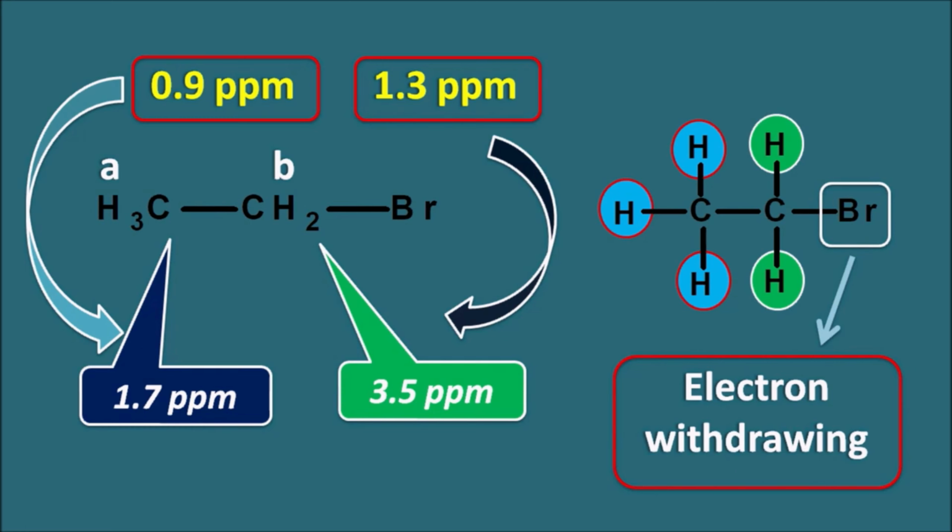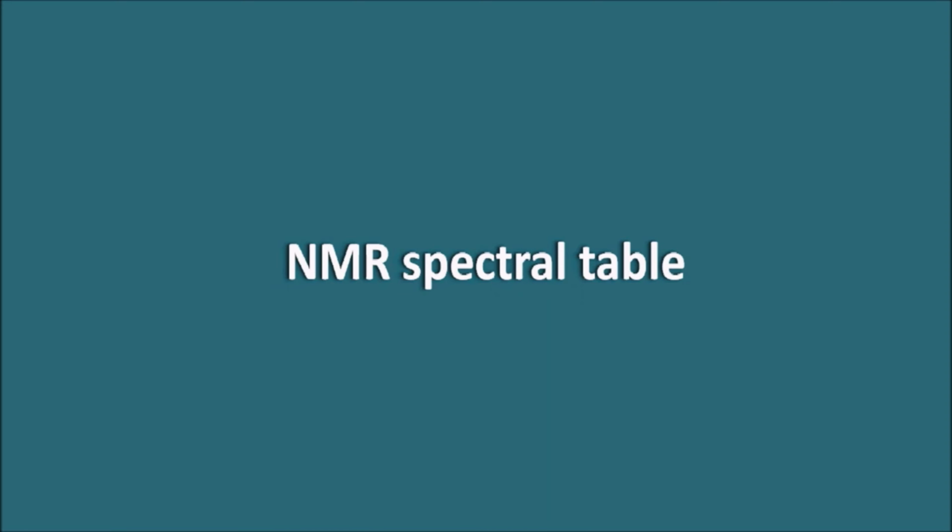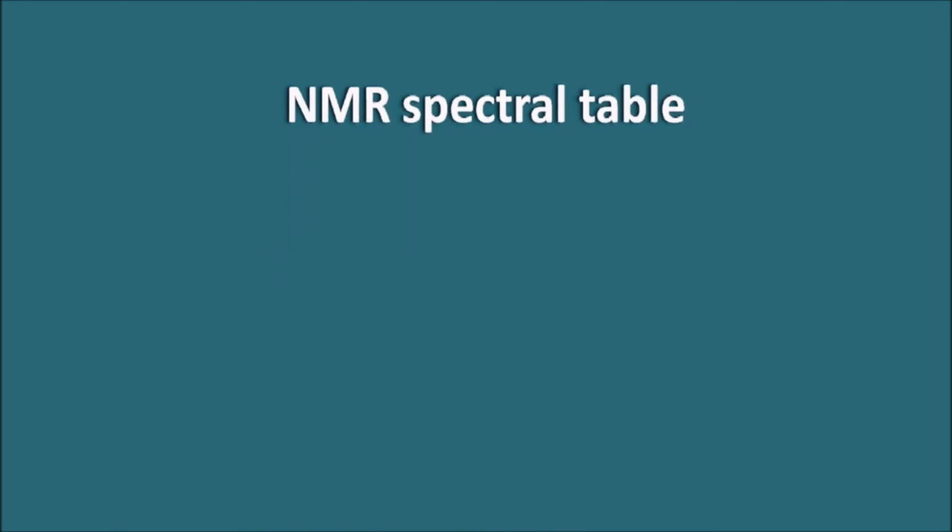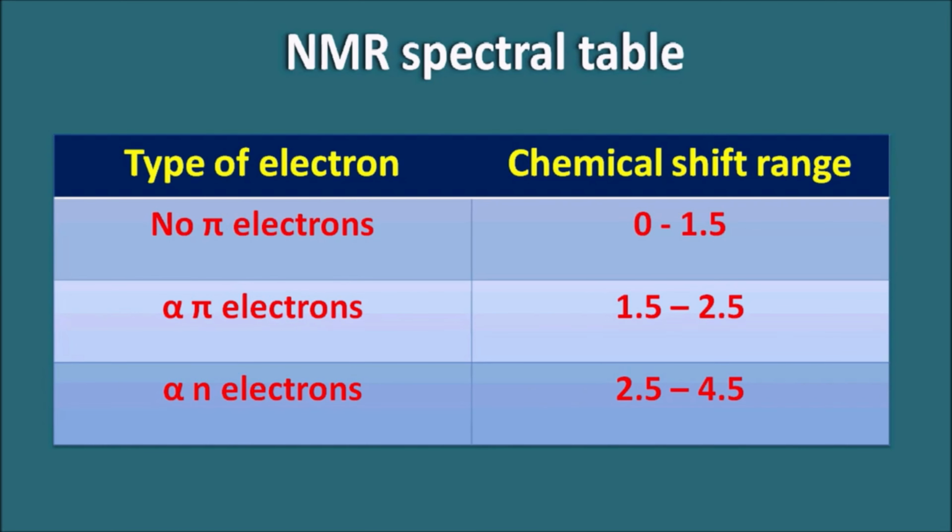In order to do this, we should know the approximate values of the different types of protons in the NMR spectra, so that we can say whether the chemical shift has increased or decreased. So in this video, let us see the approximate values of the different types of protons, and how easily we can remember this table by splitting these chemical shift values into 6 types of groups. So now let us go with this NMR spectral table. We will see the type of electron and what the chemical shift range is approximately.